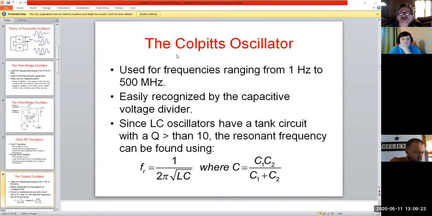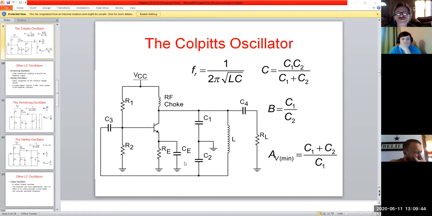You do have this guy, which did come out with a bit of popularity just because of its range. The Colpitts oscillator, you can use it from a hertz all the way up to 500 megahertz, which is quite extreme, okay? And you can easily recognize it by the capacitive voltage divider. Here, let me show you.